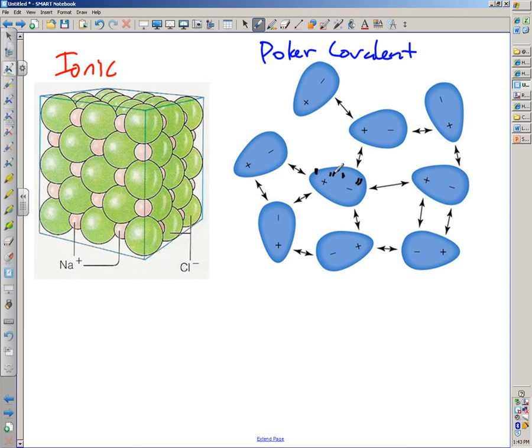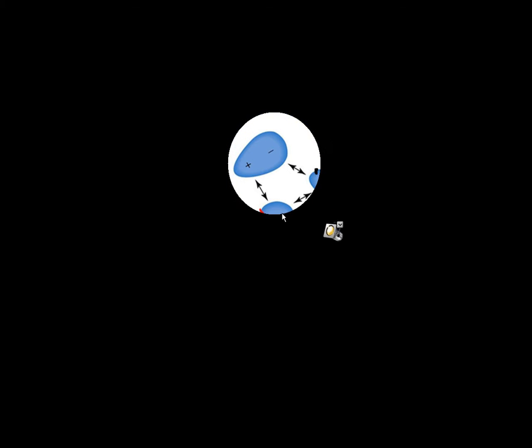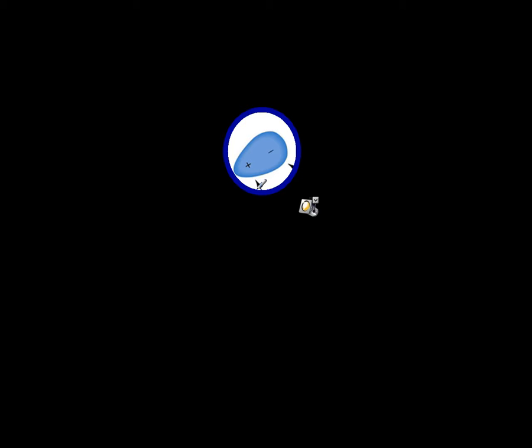Now here, look, this is labeled positive, and this is labeled negative. How is this picture different than this picture? John? In the polar covalent, it's all one thing. Well, in the ionic, they're separate particles. In the polar covalent, the positive and the negative part are both part of the same molecule, the same thing. Does that make sense? They're both different parts of the same blue blob.